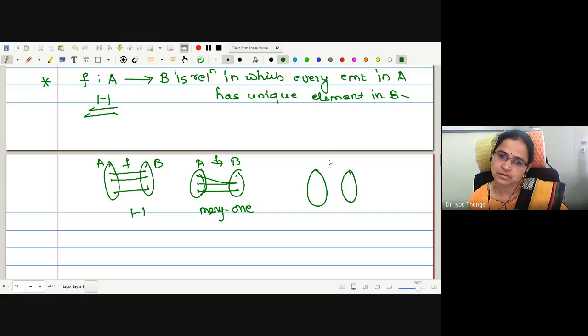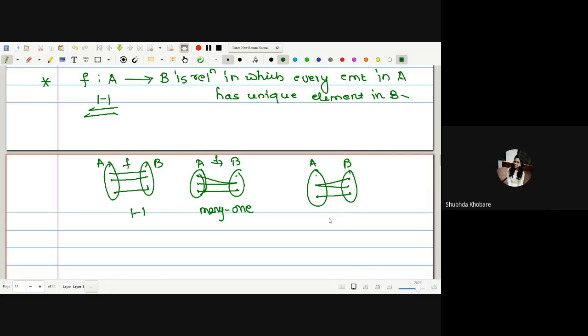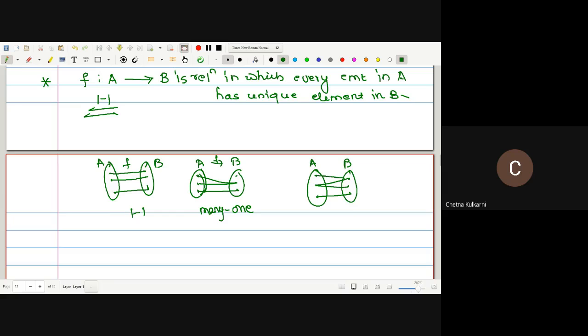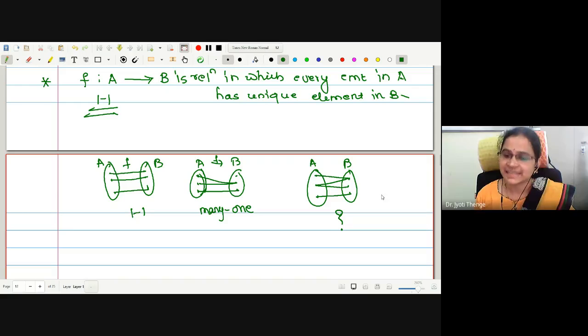The third one is one-many. But is it a function at all? No, ma'am, it is not a function. Yes, it is not a function, because for one element we have two different elements. Therefore, this is not a function. Therefore, there are only two types of function: one-one and many-one.